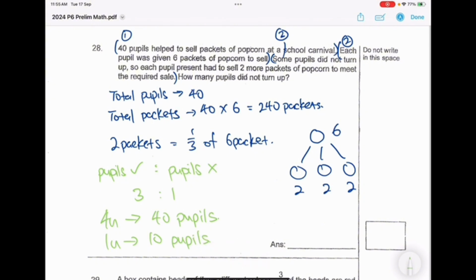Now let's look at the question. The question asks how many pupils did not turn up. Knowing that the number of units for pupils not showing up is 1, there you have our answer over here. 1 unit equals 10 pupils. And this is my answer for question number 28.